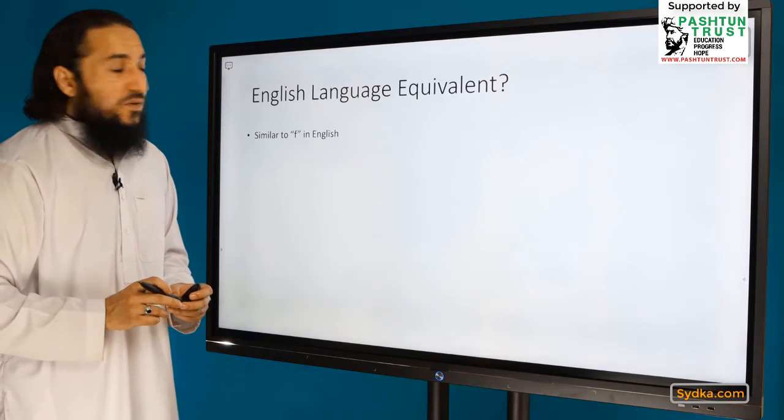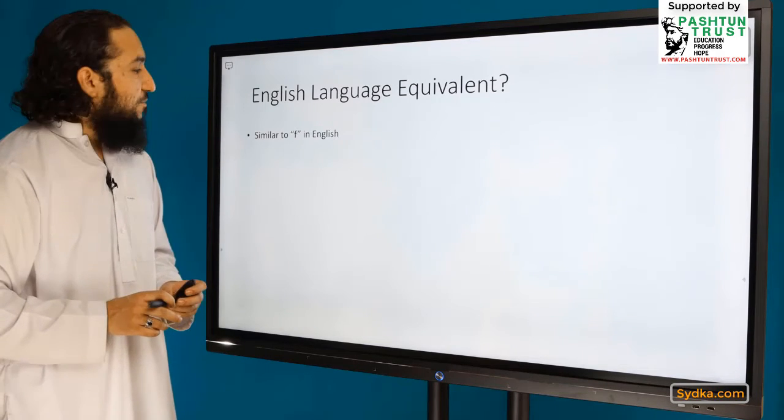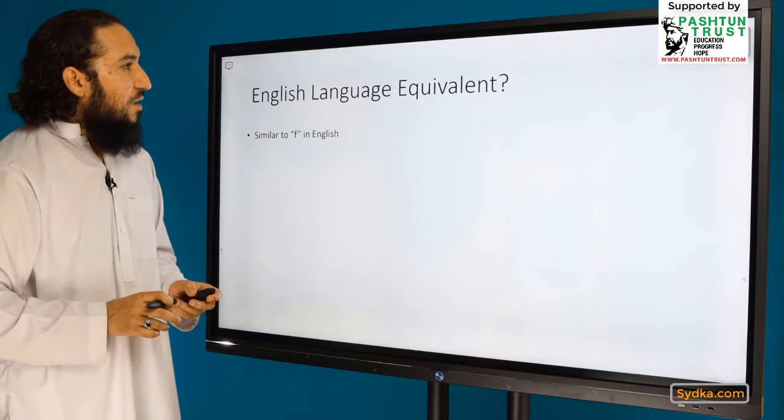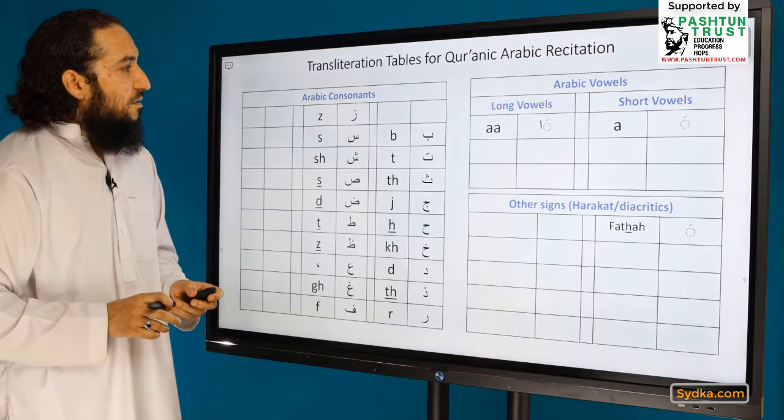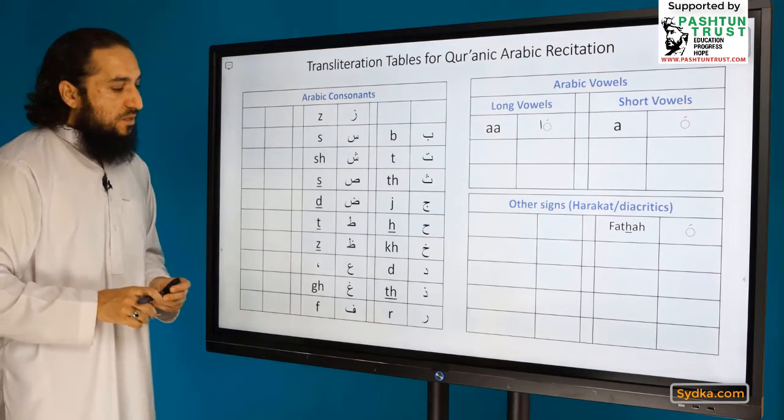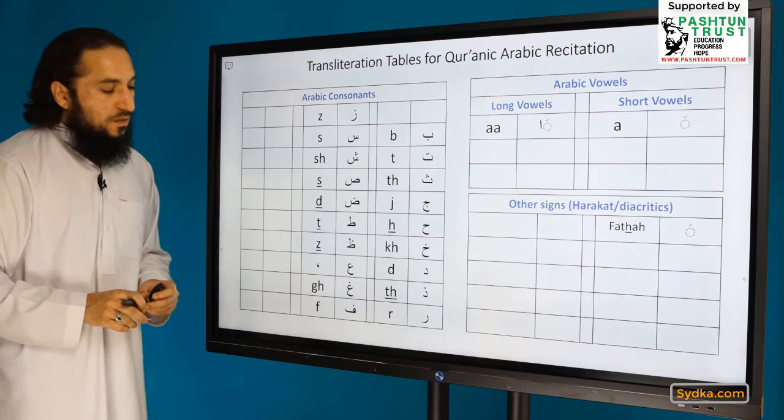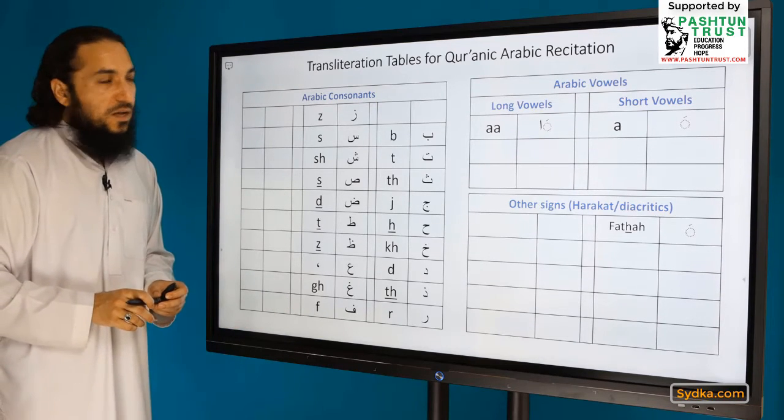What is the English equivalent for fa? It is F, the sound of F. For transliteration purposes, we will be using F to represent fa.